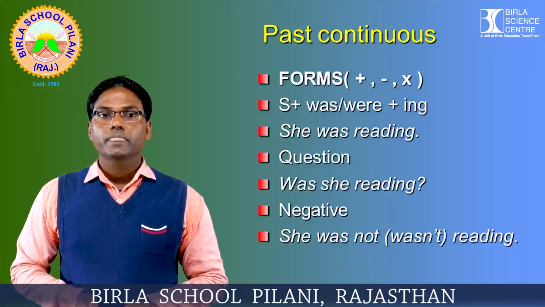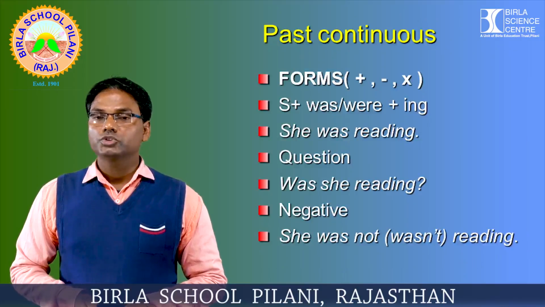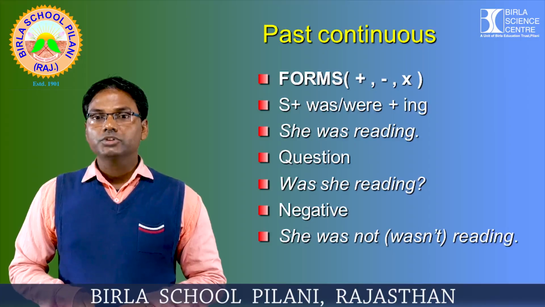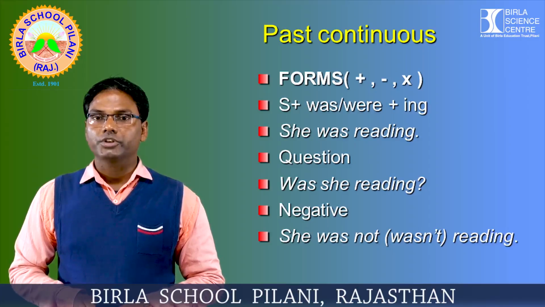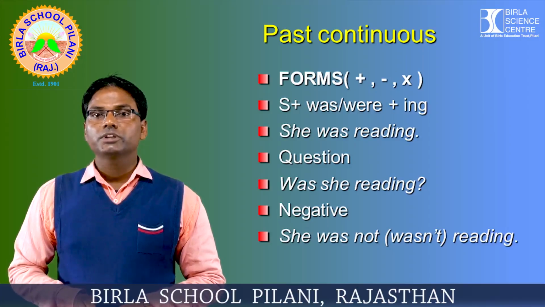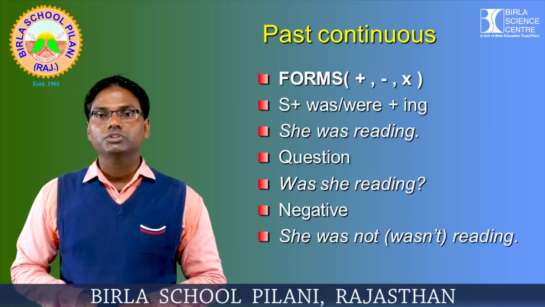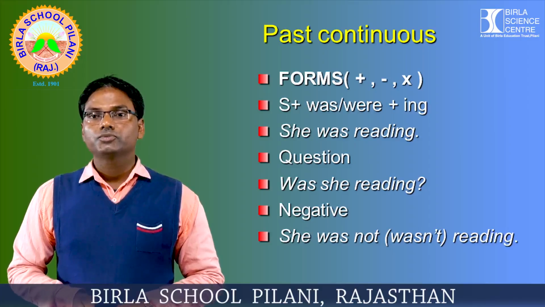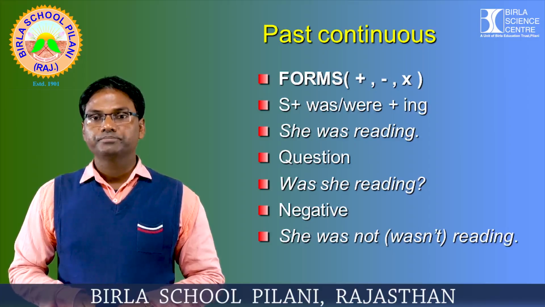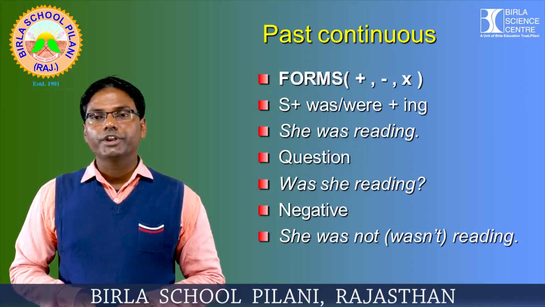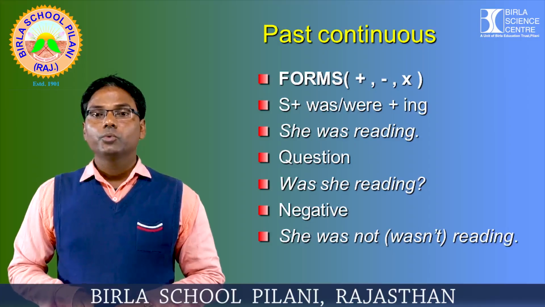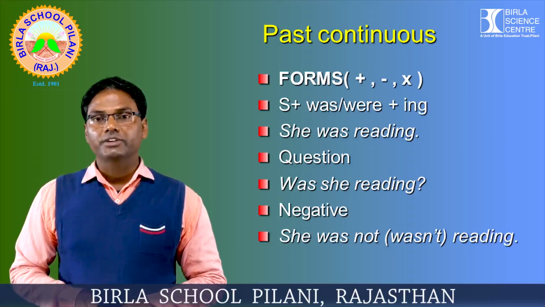Now let's study past continuous tense. In the past continuous tense, we have forms like positive, negative and interrogative sentences. In positive, we use subject plus was or were and then the fourth form of the verb, that is the ing form, and that is why it is called continuous. Remember, continuous form means the fourth form or ing form of the verb. Here is the example. She was reading. See, she was reading. Was indicates the past activity.